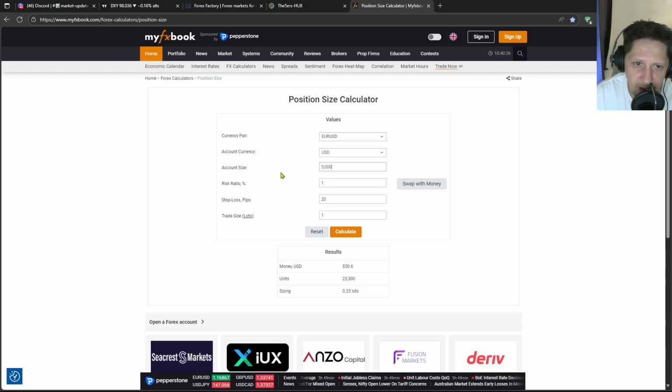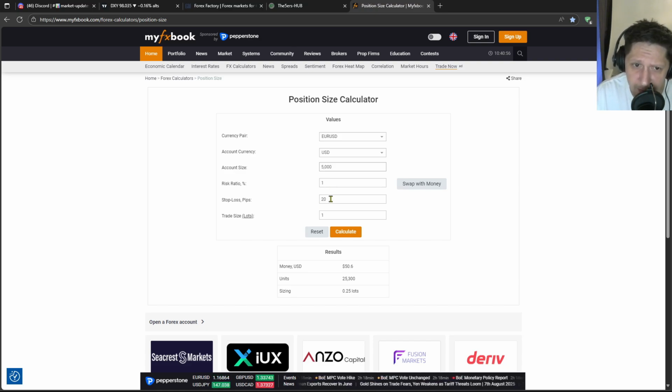So I'm going with an account size of 5,000. The risk ratio is, I always put 1%. I always risk 1% of my account on every trade. You can go up to 2% if you want, but everything more is like too risky for me.